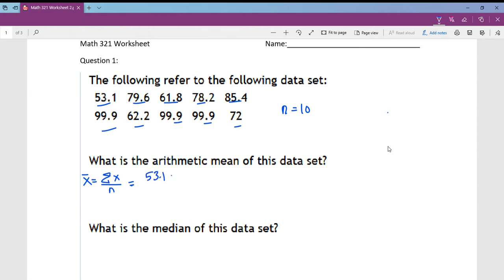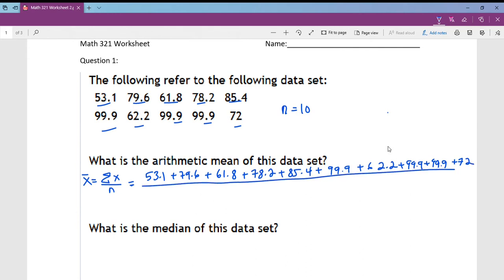So we'll add 53.1 plus 79.6. And then we will finally divide by 10. Let's type the numerator in our calculator. And please check your work with me. Make sure you have the same number, 792 for the numerator, divided by 10. And this is equivalent to 79.2. So the average is 79.2.